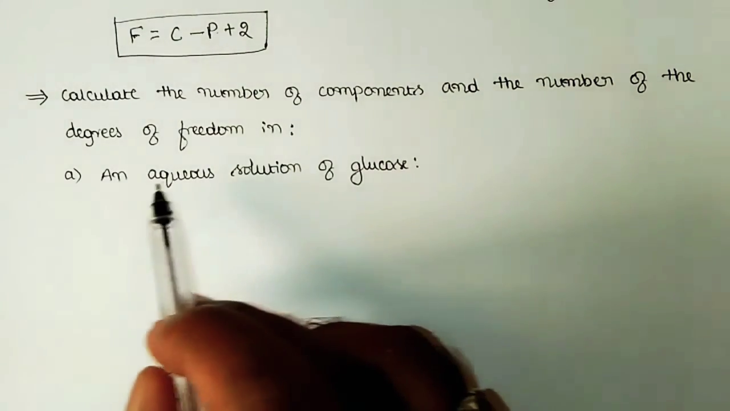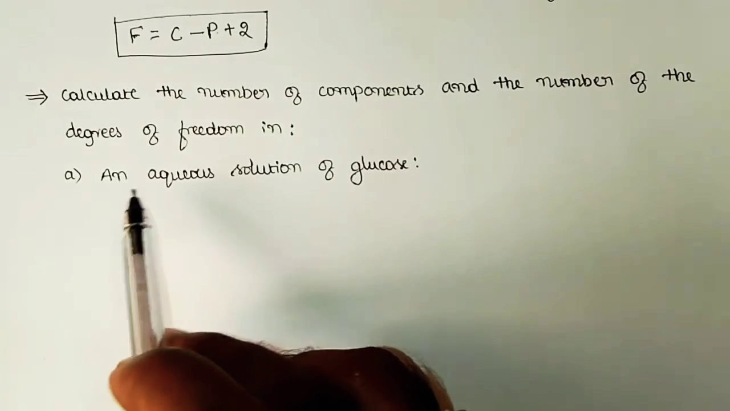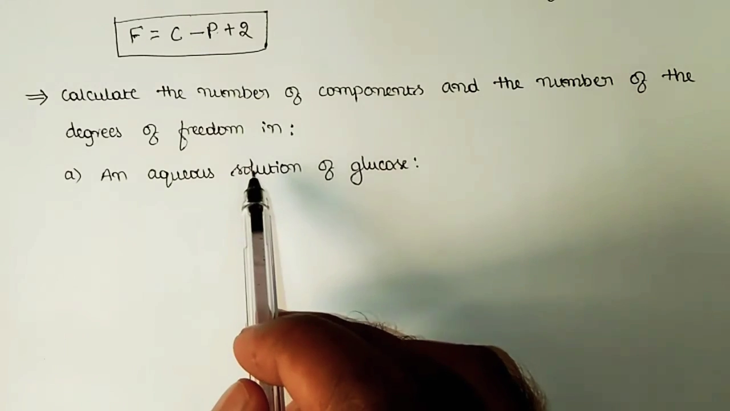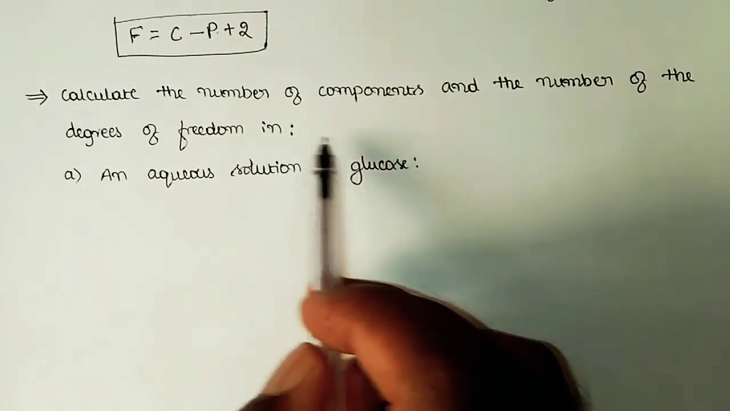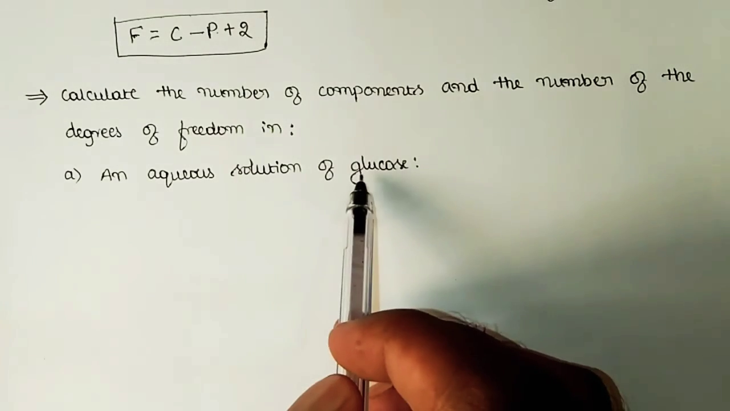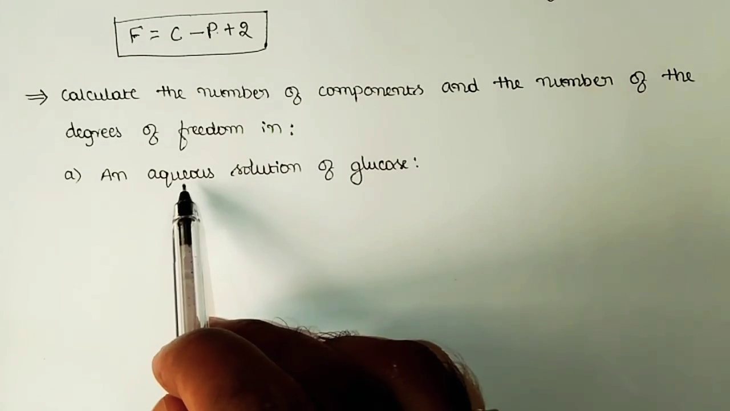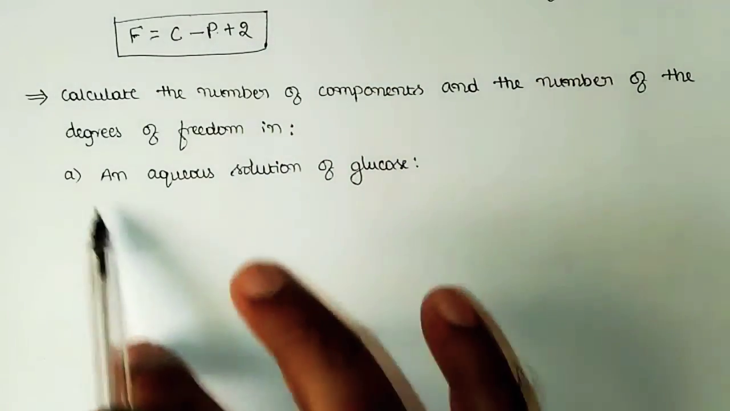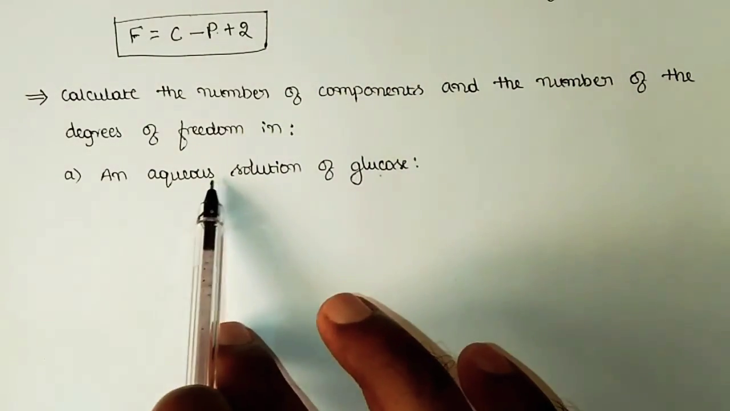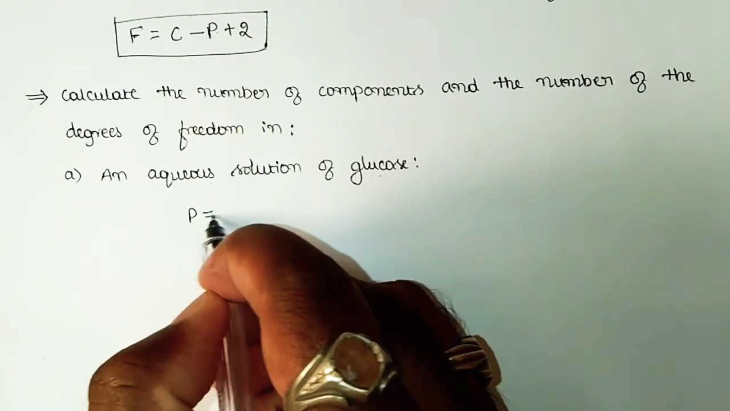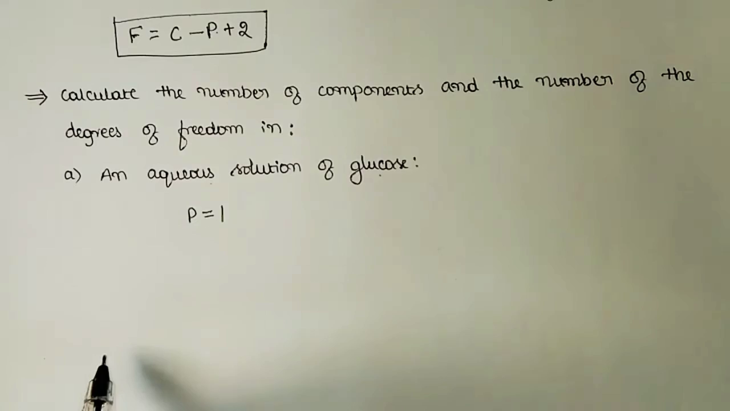So in this case, you can clearly notice, that is an aqueous solution of glucose. Glucose is soluble in water. So we will be getting a homogeneous phase. That means we can't judge the particle of glucose and a particle of water as distinct parts. So we will be getting a complete homogeneous mixture of glucose and water molecules, so the number of phases appears to be 1.